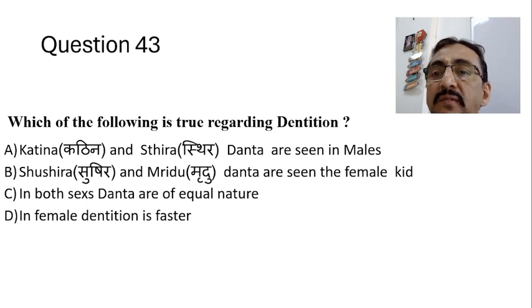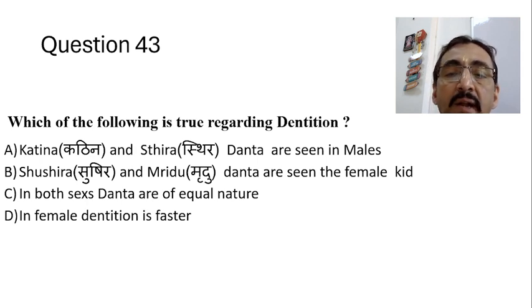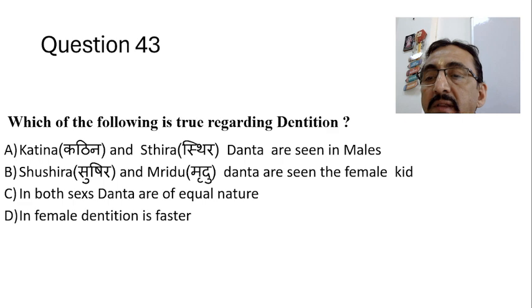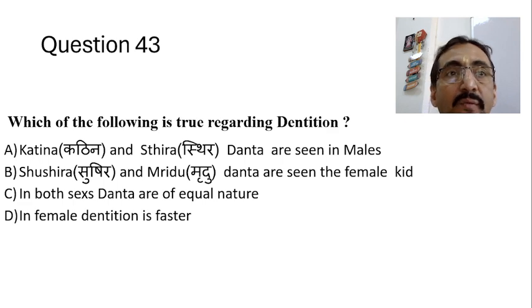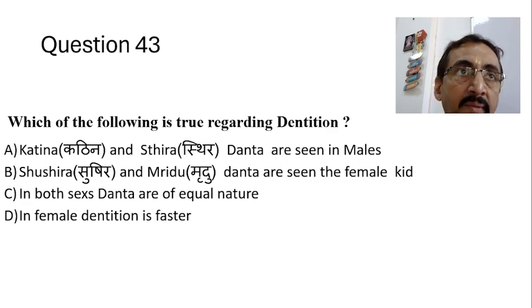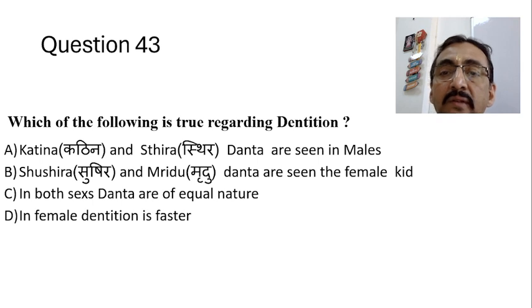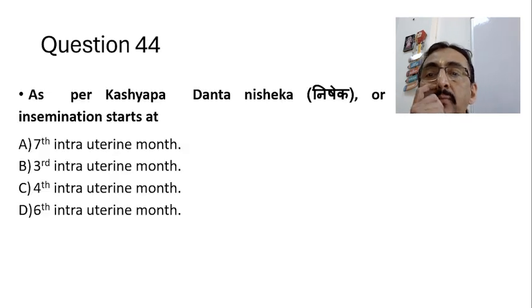So here the question asked is, which of the following is true regarding dentition? Actually all three are true and only one is false. The answer C is false. This question should be framed in a different way: which of the following is not true regarding dentition? Then, in both sexes danta are of equal nature, this statement is not true. So this is question number 43. We'll move on to the next question.